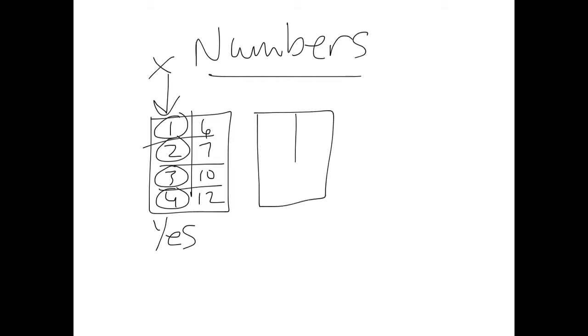An example of a non-function would be something like this: 1, 1, 2 and 4, 5, 6, 8, 10. 1 goes with 5 and 1 goes with 6. So this is not a function.